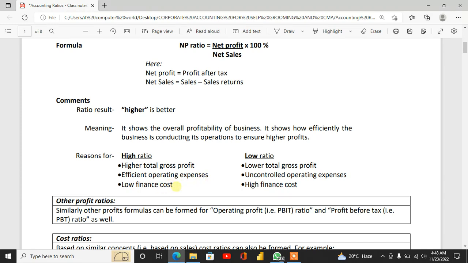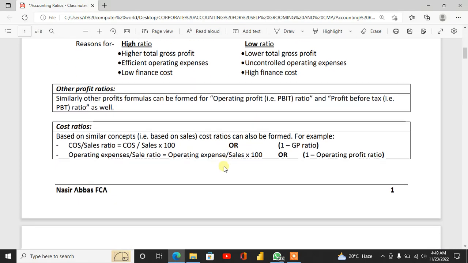If the net profit is higher, it means that there is high gross profit, the operating expenses are efficient, and the finance cost is lower. If the net profit ratio is lower, then it means lower gross profit, uncontrolled operating expenses, high finance cost, which is dangerous.